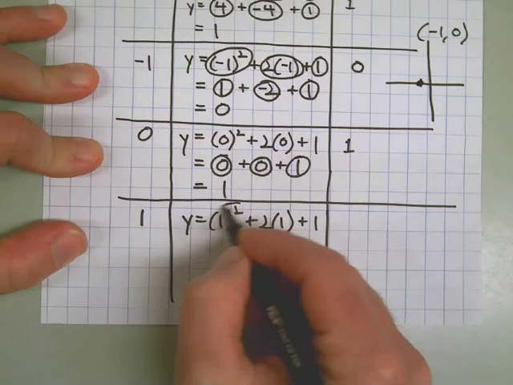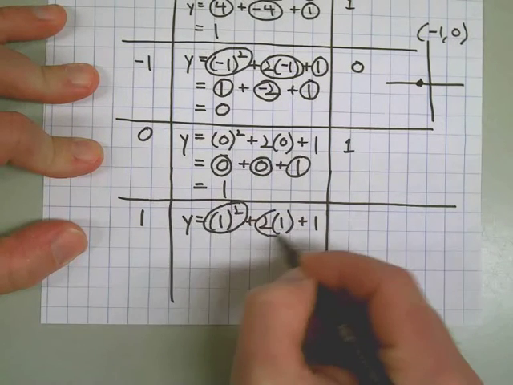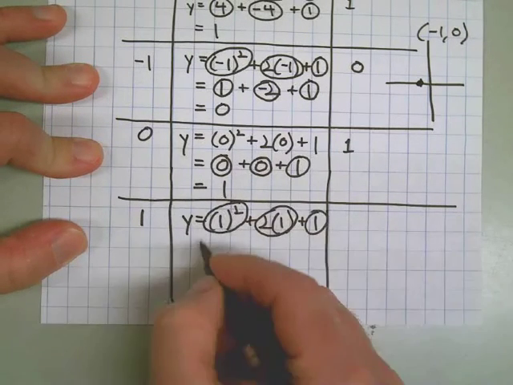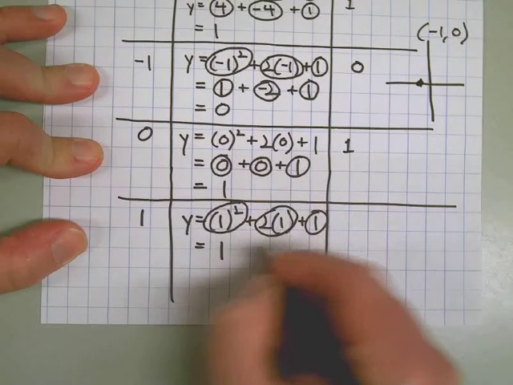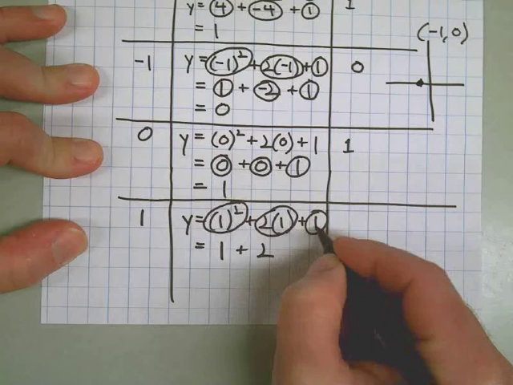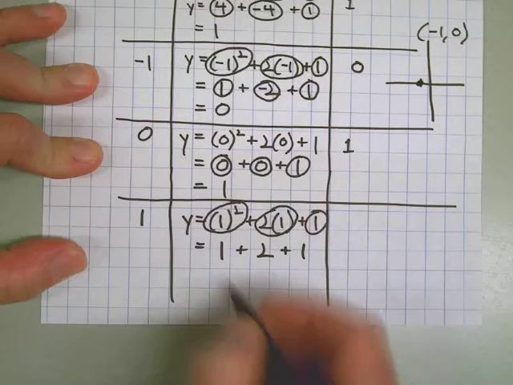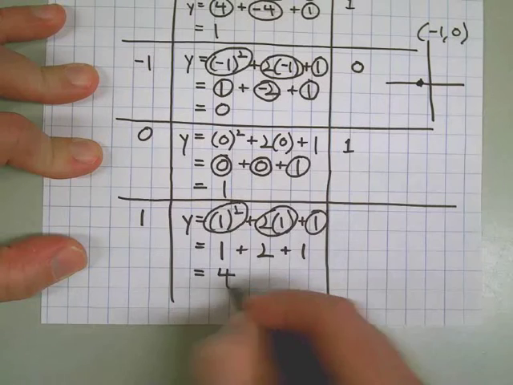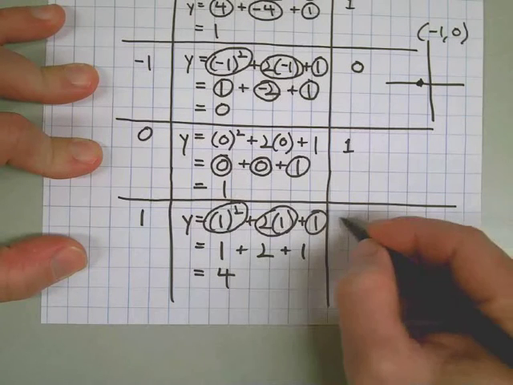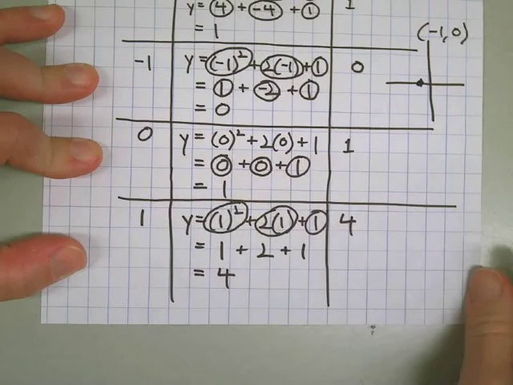That stays the same. Circle the terms. Do the work. 1 times 1 is 1. 2 times 1 is 2. And then our constant 1 stays the same. Perform the calculation. I get a 4, and I take that value over to my y column for 4.